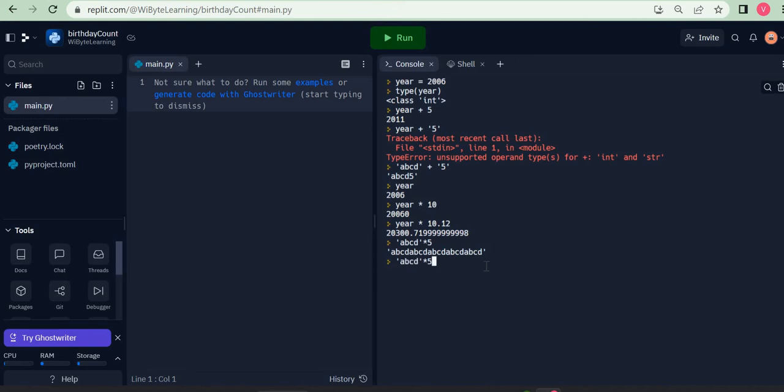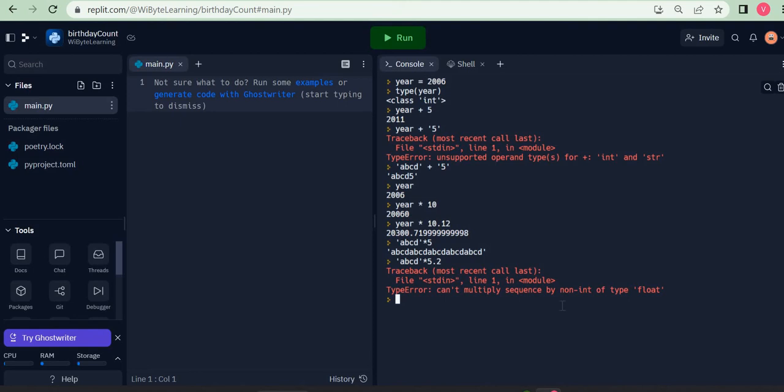Now you might wonder what happens if I were to do, say, 5.2. Now this is going to give me an error because I cannot take and multiply ABCD by, say, 5.2. I mean, it's kind of logical, we don't really know what it means. So the point I'm trying to make is twofold.